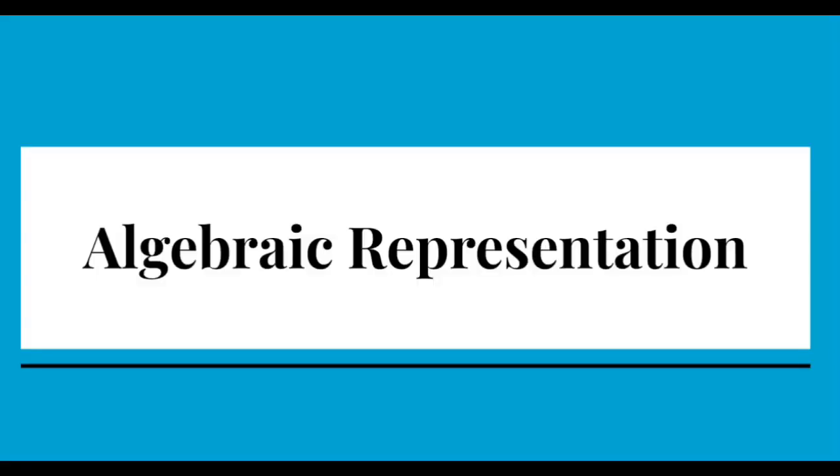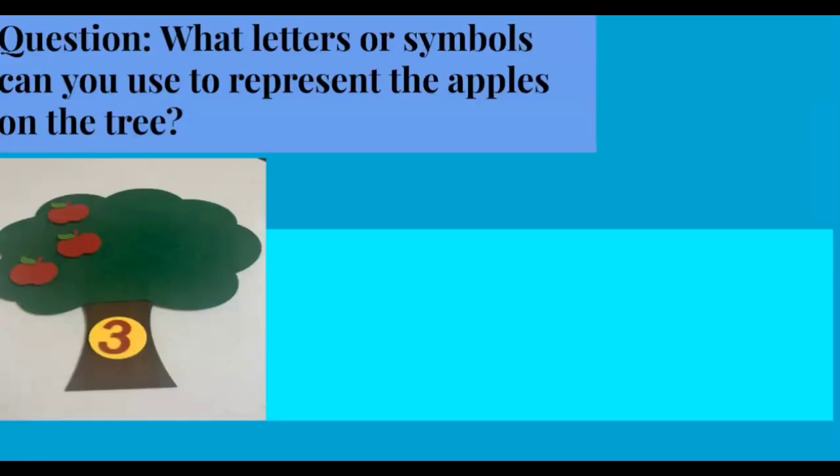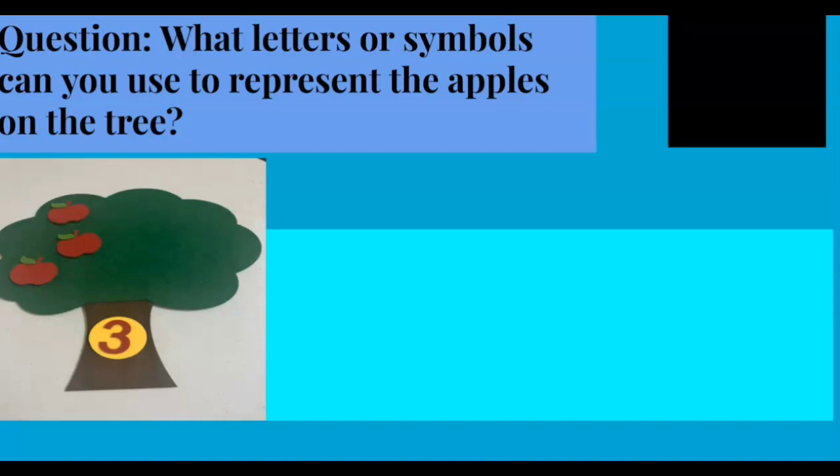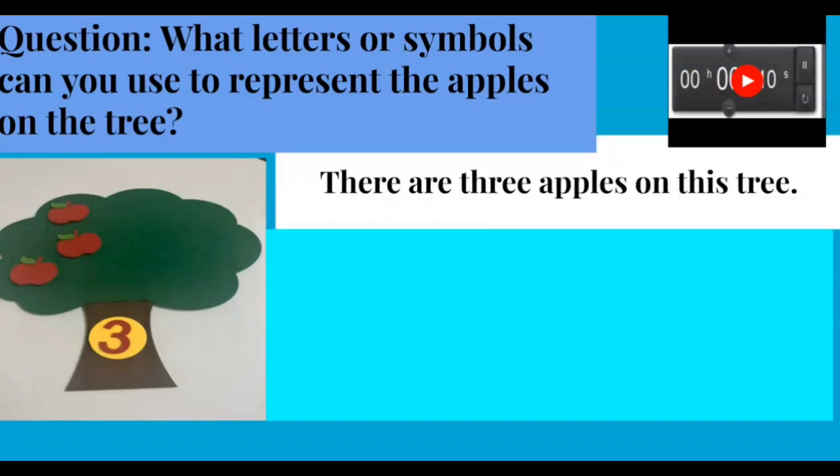So we're going to be looking at algebraic representations. Writing algebraic sentences. If we look at this tree, we want to find what letter or symbol you can use to represent the apples on the tree. So how many apples are on this tree? And how would you represent the amount of apples on the tree? Yes, there are 3 apples on the tree, but how would you represent this using algebra?